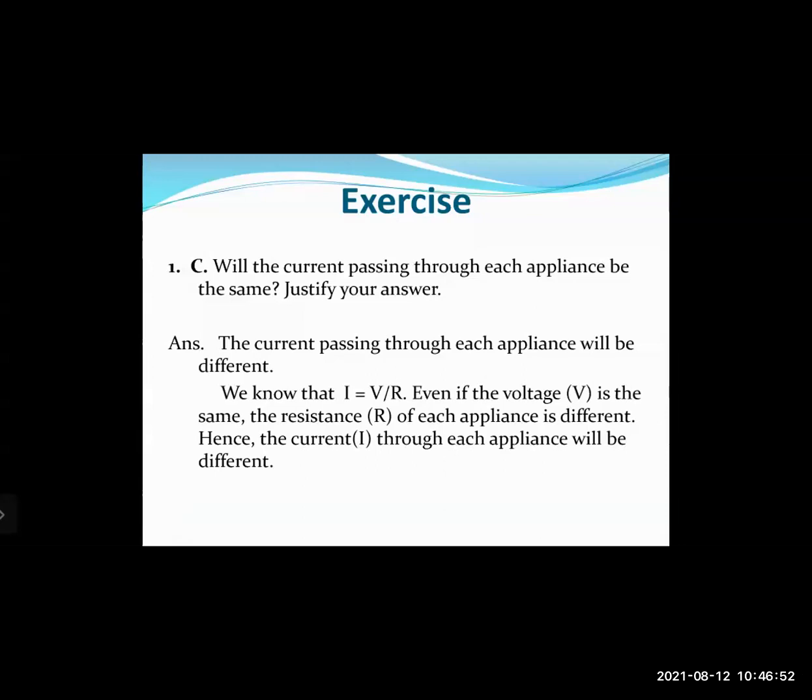So what is the justification? We know that I equals V by R. Even if the voltage V is the same, the resistance R of each appliance is different. Hence, the current I through each appliance will be different. So this is the characteristic of a parallel combination. In a parallel combination, voltage remains constant, but the value of current, the value of I across each appliance, will be different.